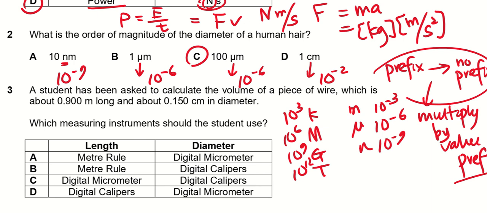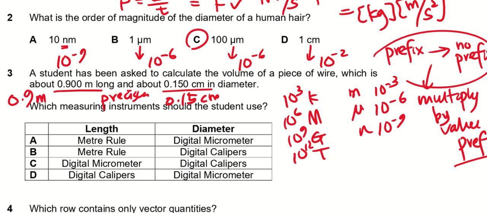Okay, a student has been asked to calculate the volume of a piece of wire which is 0.900 meters long and about 0.150 cm. So you might ask, why don't they put it as 0.9 meters and 0.15? Because they are actually testing you on the precision. So for the lengthwise, how do I get 0.900 meters? So we may want to write down the precision of meter rule. Meter rule is actually 0.1 cm or 0.001 meters. So is it possible that we get this precision using meter rule? Yes. So meter rule, yes, for the length.